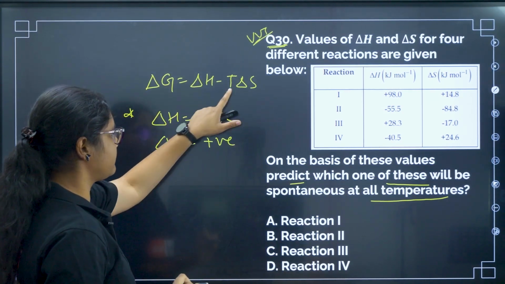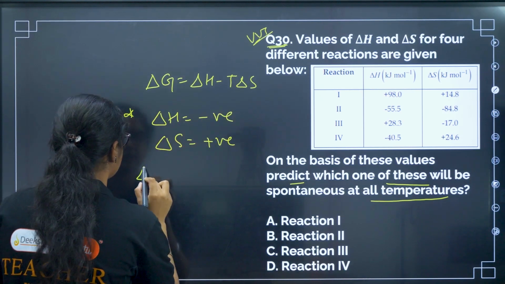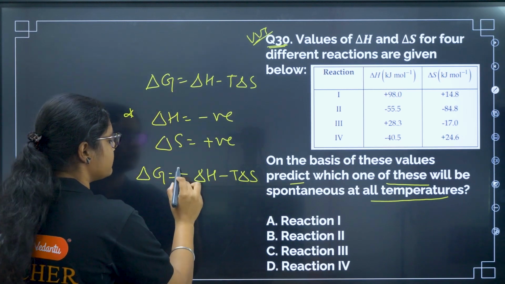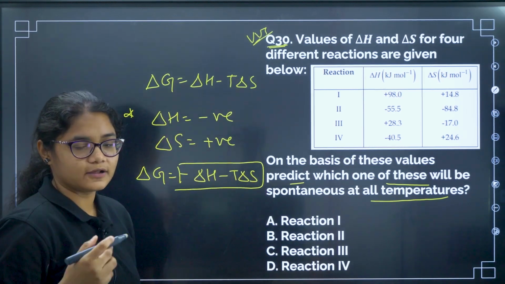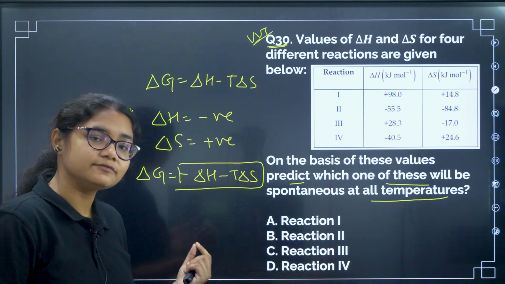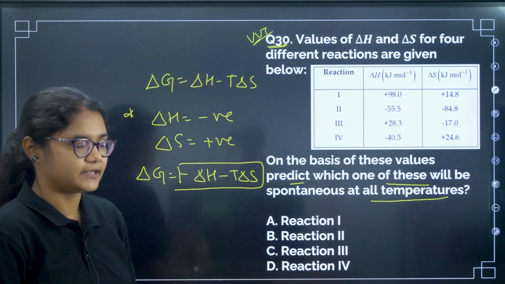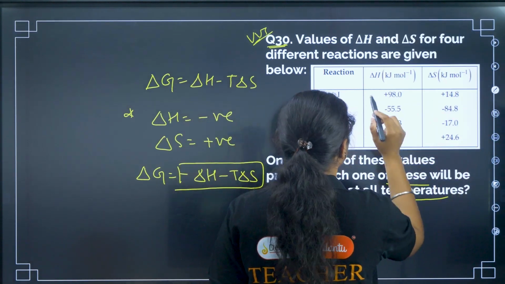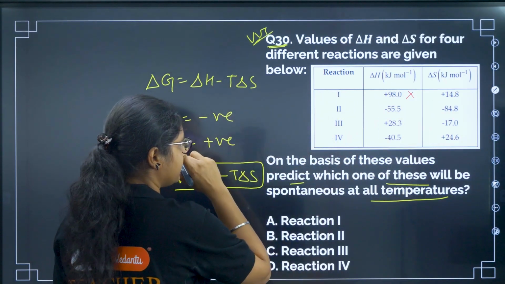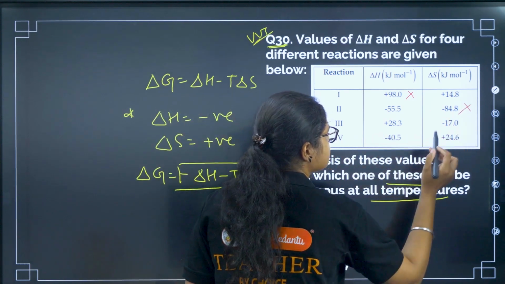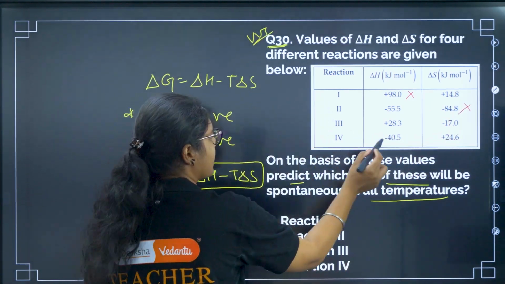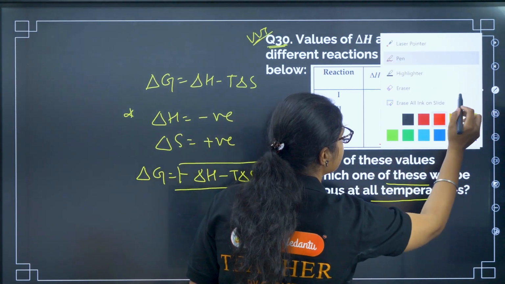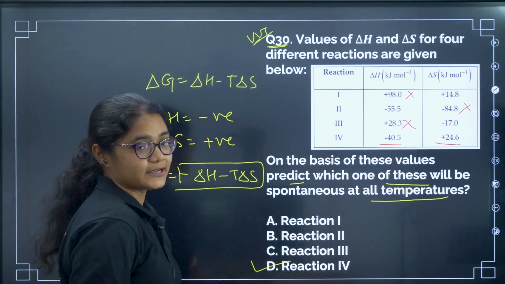If delta H is negative and delta S is positive, we get the equation delta H minus T delta S. When two negative numbers are added, the sum will also be negative, and delta G will be negative for all temperatures. So here delta H is positive, so we can eliminate that. Then delta S is negative here, so we can eliminate this option. Delta H is positive, this one is also incorrect. Here delta H is negative and delta S is positive, right? So the correct answer for this question is reaction 4.